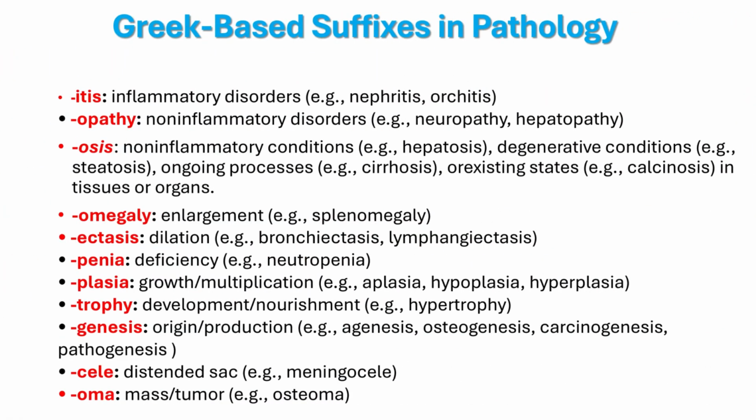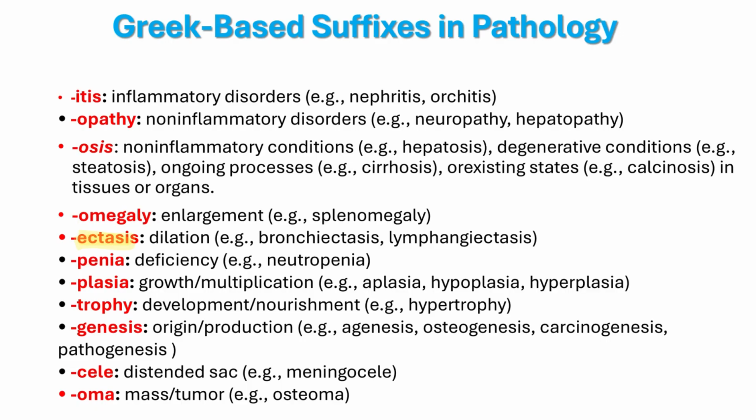In veterinary pathology, many terms are based on Greek suffixes, which help describe the type of disorder or tissue response. Itis indicates inflammatory disorders, like nephritis. Opathy refers to non-inflammatory disorders, such as neuropathy. Osis: non-inflammatory conditions, for example hepatosis; degenerative conditions, for example steatosis; ongoing processes, for example cirrhosis; or existing states, for example calcinosis, in tissues or organs. Omegaly means enlargement, as in splenomegaly.